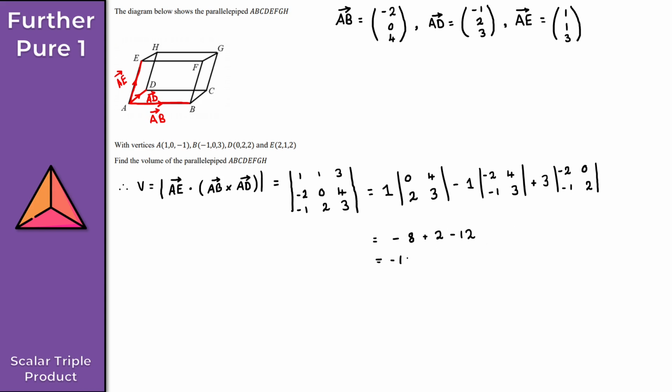But don't forget, we take the modulus here of this value. Okay, so therefore the volume of this parallelepiped is equal to the modulus of -18, which is equal to 18 there. Okay, and there we have it. So that gives us the solution there to question 1.